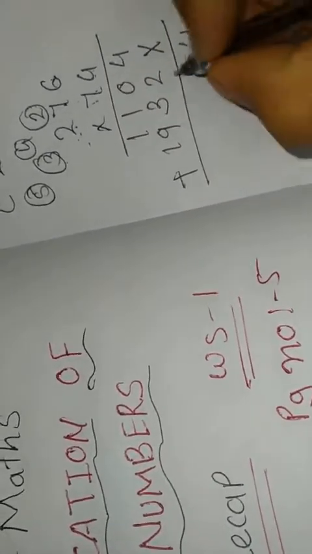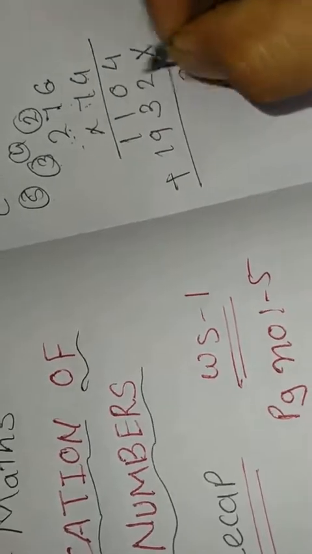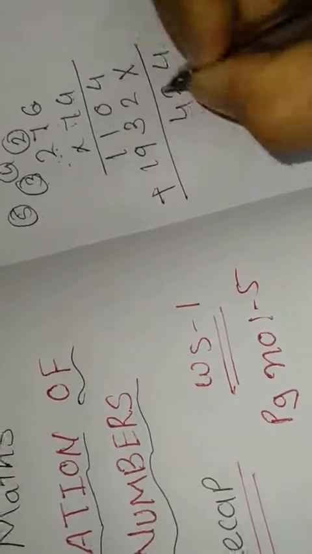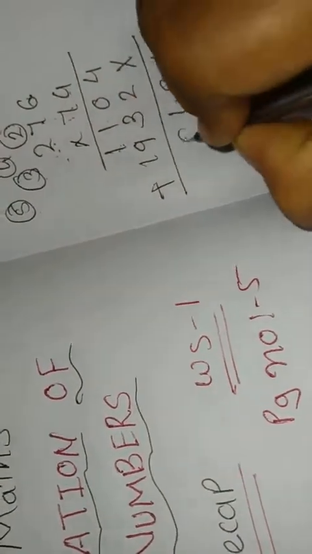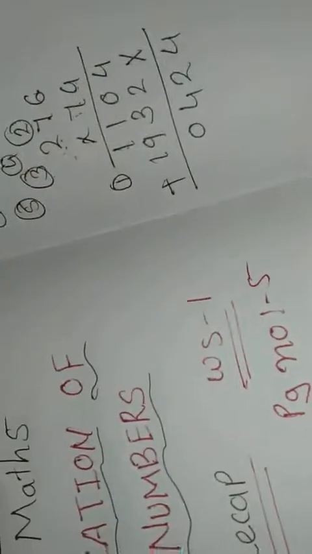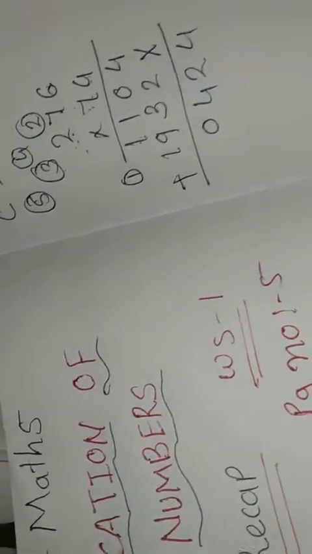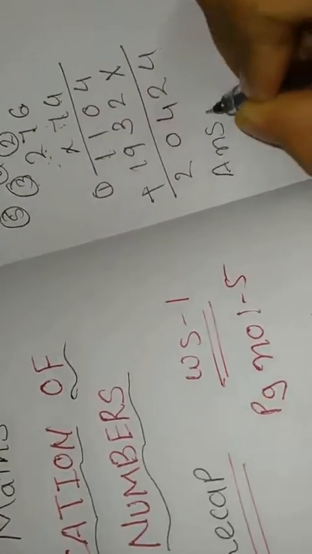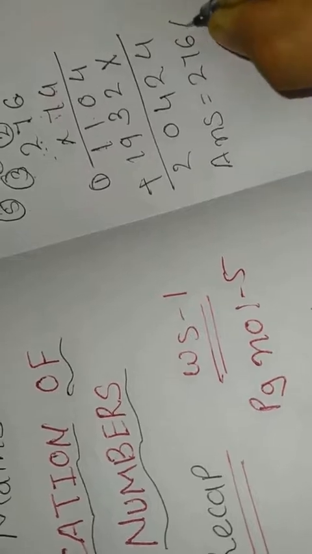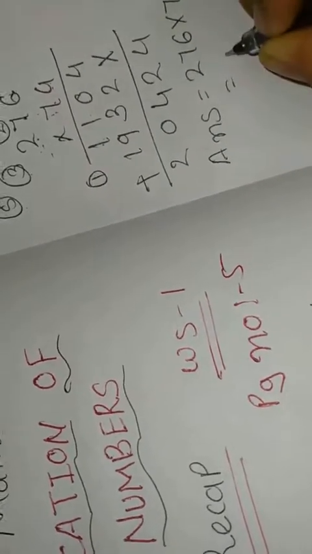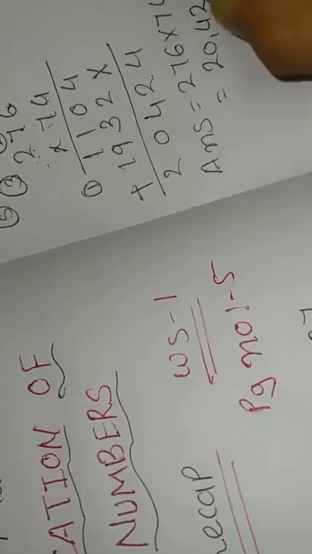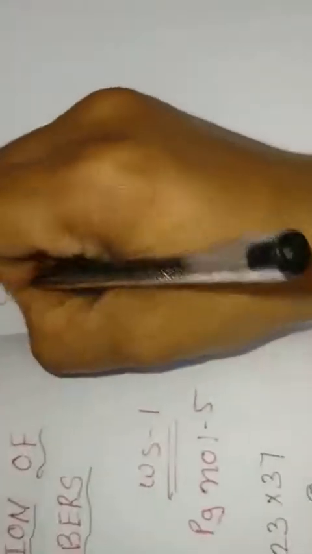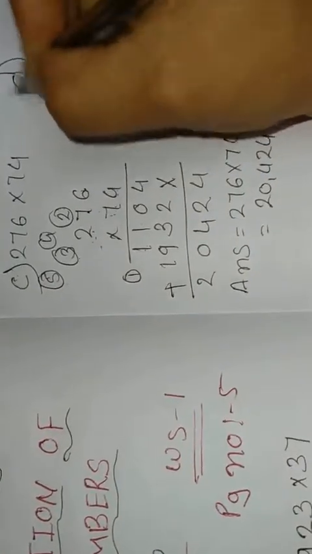4 as it is. 2 plus 0, 2 as it is. 3 plus 1, 4. 4 plus 9 is 13. Write here 3. 1 is a carryover. 1 plus 1, 2. So the final answer is 276 into 74 is equal to 20,424.